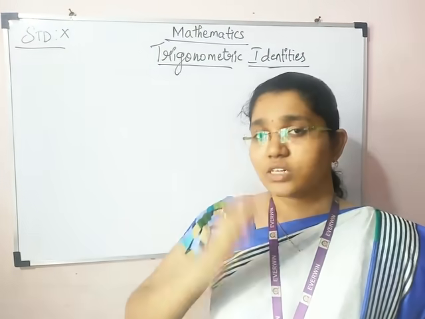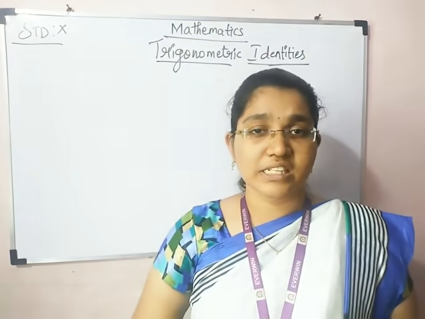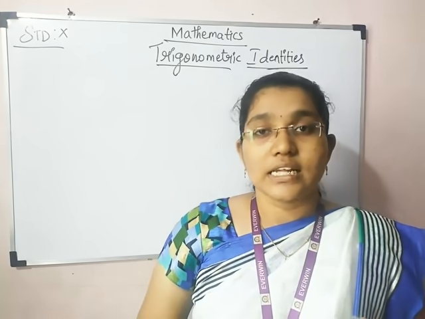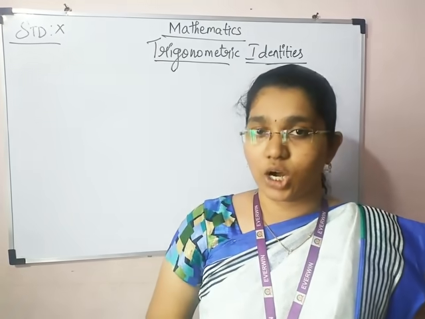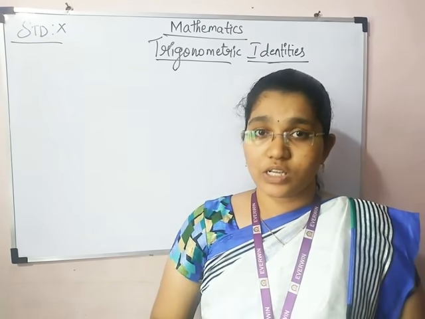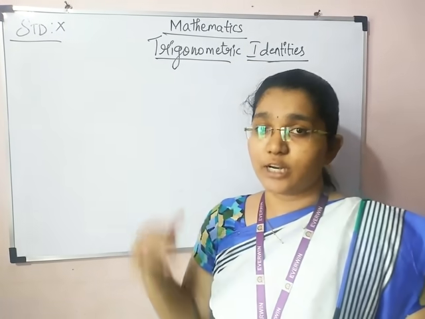So what are those trigonometric ratios? We know 6 basic trigonometric ratios: sine, cos, tan, cosecant, secant and cot, right? Now we are going to see what identities we have in exercise 8.4.